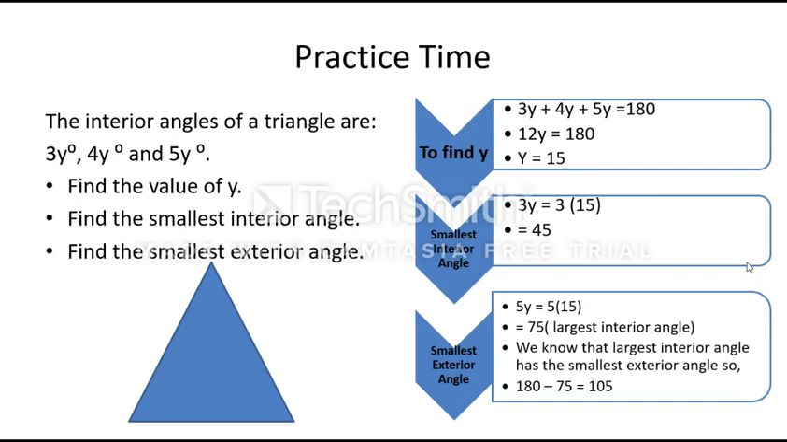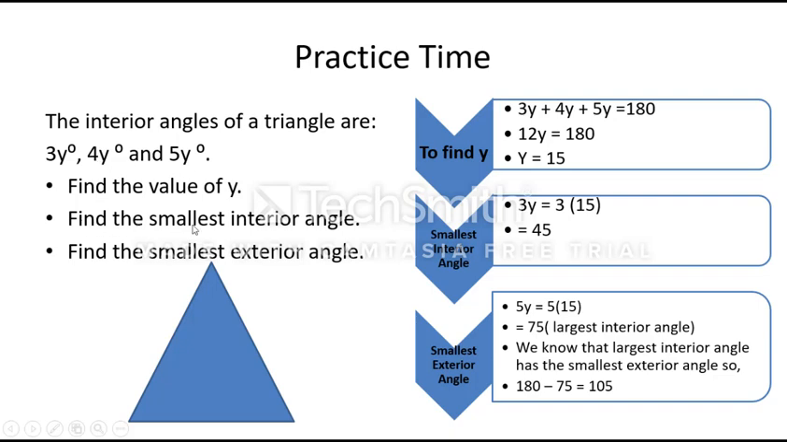As we know that the sum of interior angles is always 180 degrees, so the sum is equal to 180. We got the equation. We added all the coefficients of y, we get 12y equals 180 degrees, and afterwards we calculated y as 15 degrees. So the number hidden behind the variable is 15 degrees. When we multiply 15 with 3, we get 45 degrees. Similarly, we multiplied 15 with 4 and 5.